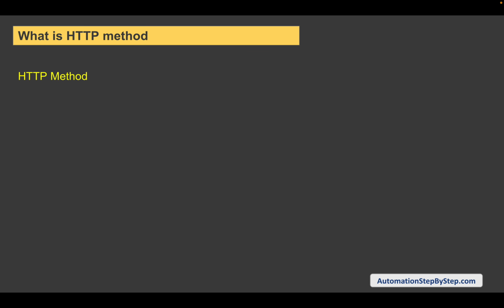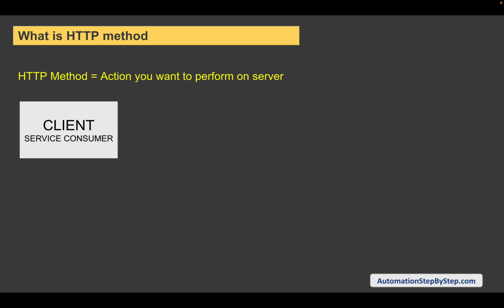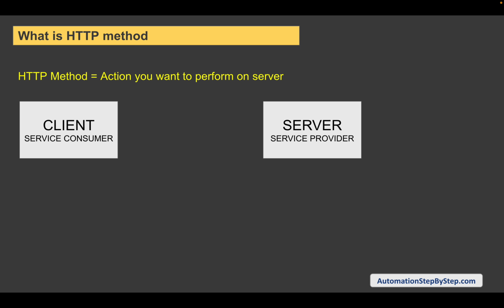So what's an HTTP method? It is like an action you want to perform on the server. Based on what exactly you want, you can select your HTTP method. Now in APIs or web services, we have a client, which is a service consumer, and a server, which is the service provider. The client sends a request to the server based on whatever he needs, and accordingly the server, or the service provider, sends back the response.